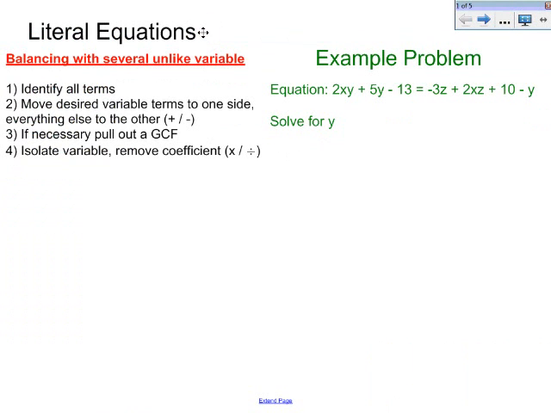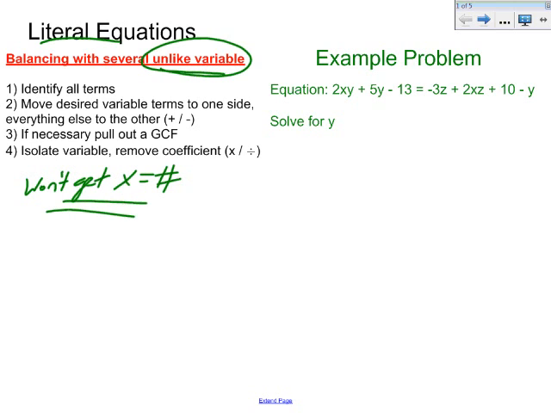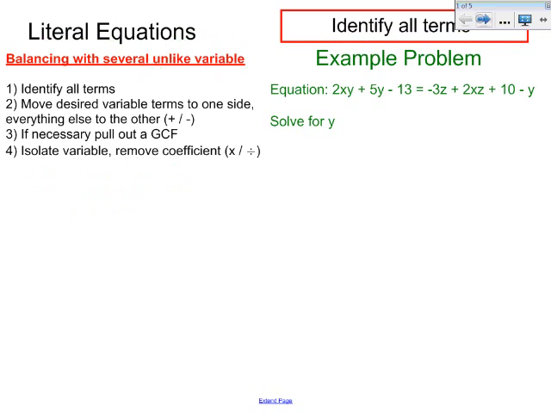So in this particular problem, we're going to be talking about literal equations. Literal equations are just like equations, except we're balancing with unlike variables. So you might have x's, y's, z's, different letters in the same problem. Realize you won't get an answer like x equals 10 or x equals a number. It's going to be like x equals y plus 5 or something weird like that.